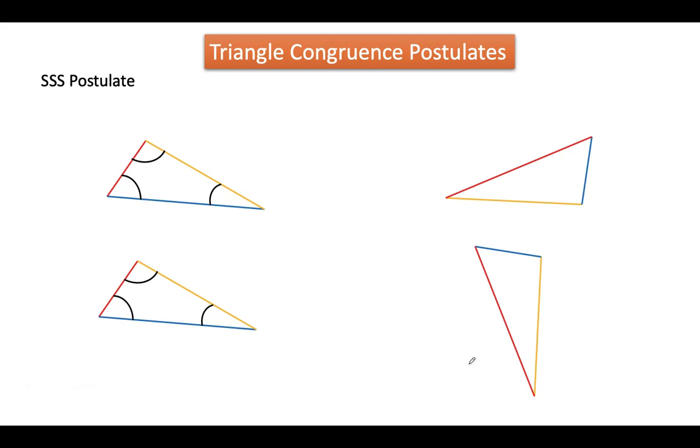So corresponding angles: this one corresponds to this angle, so they must have the same measure also. And this angle must be congruent to its corresponding angle. This angle must also be congruent to its corresponding angle. So these two triangles are congruent to each other by the SSS postulate, or by the side, side, side postulate.